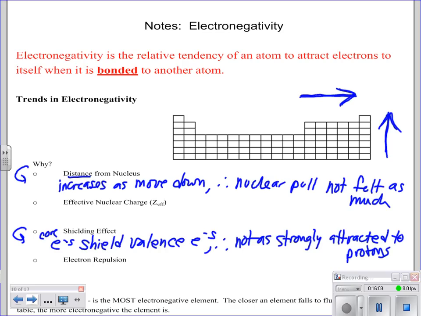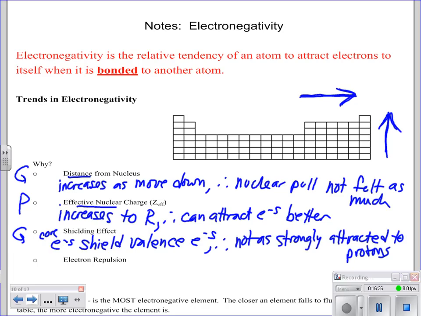And then within a period, we're looking at effective nuclear charge. And what we're going to say there is just that your effective nuclear charge increases as you move to the right. So effective nuclear charge increases to right, therefore can attract electrons better.